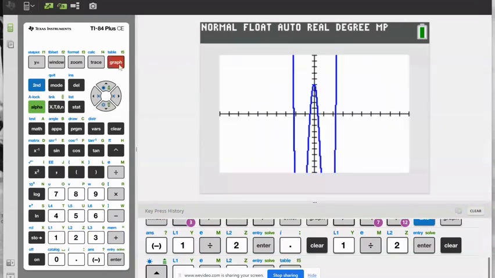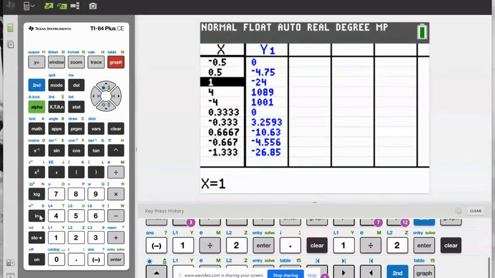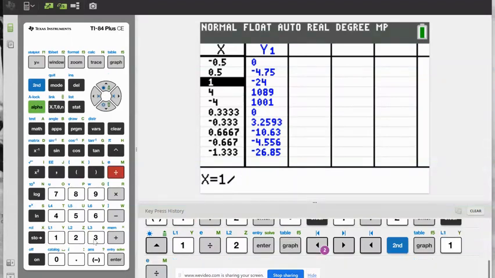Let's go back to our graph and see. Now it looks like it's 0.3 when I move my cursor again. So what's close to 0.3? Isn't that 1/3? So now we're going to try 1/3. Second table, 1 divided by 3. And there we go. The 1/3 actually gives us the 0. So root 2 is a positive 1/3.